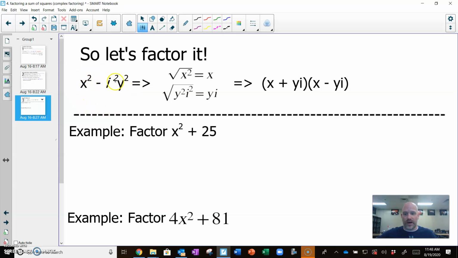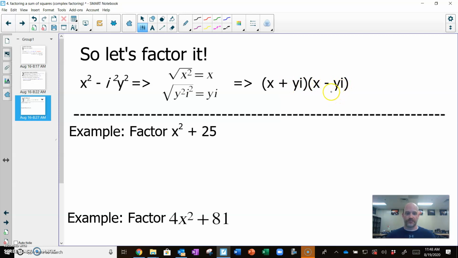x squared minus i squared y squared, we'd realize that there's a difference because we're subtracting, and we've got two perfect squares, so difference of perfect squares. The square root of x squared is x. The square root of i squared y squared is yi. So using the conjugate to help us write those factors, it's just x plus yi times x minus yi.